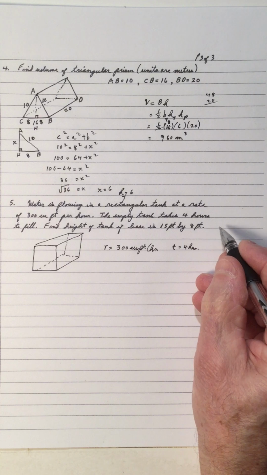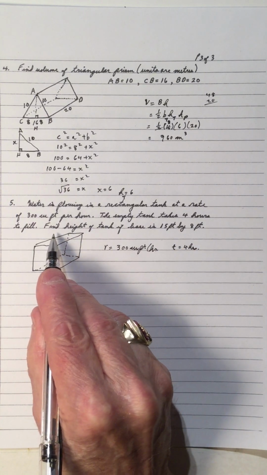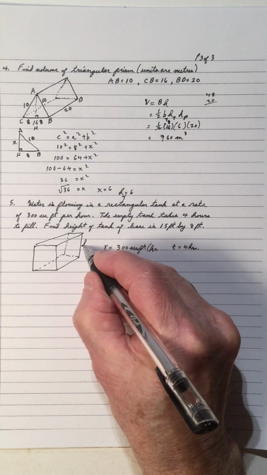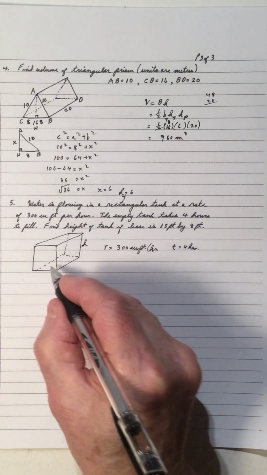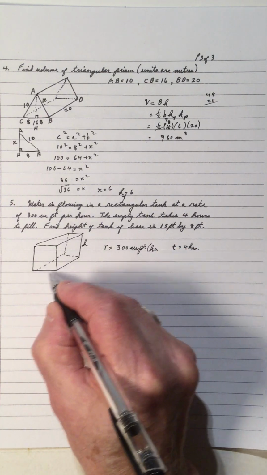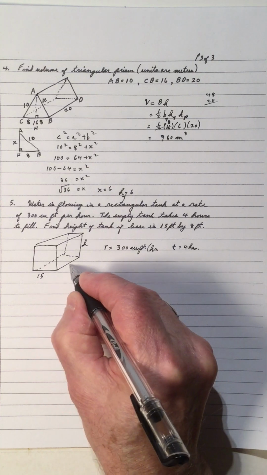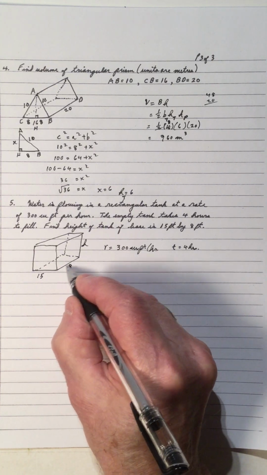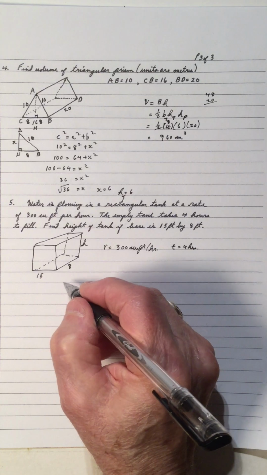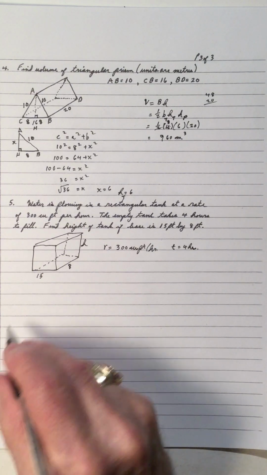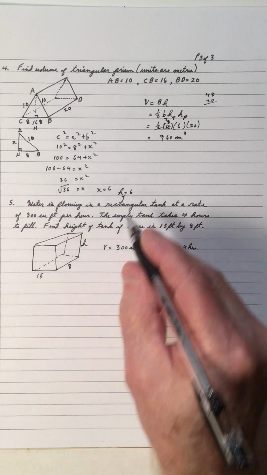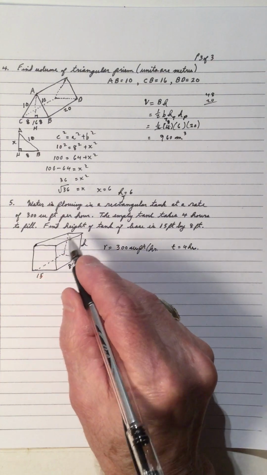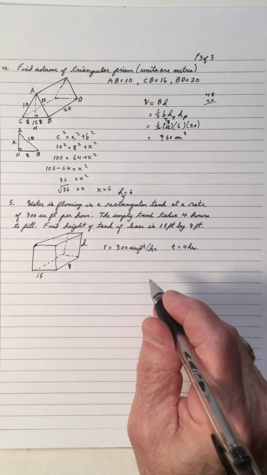Okay, and we want to find the height of the tank. There's the height of the tank there. If the base is 15, and it doesn't make any difference, I'll put 15 here and 8 here. Not visually, this looks longer than this, but that doesn't make any difference. The length and the width at the base. The base of the tank, it's a rectangular tank, rectangular box, so the bottom is a rectangle.